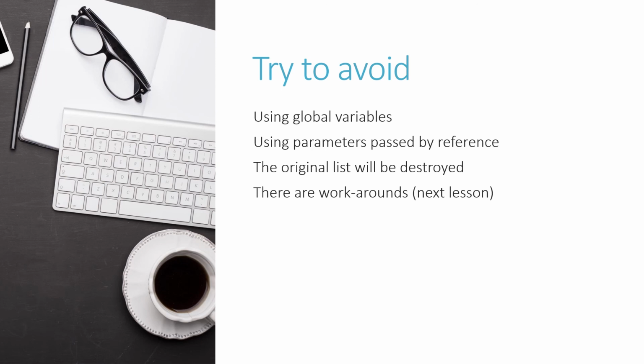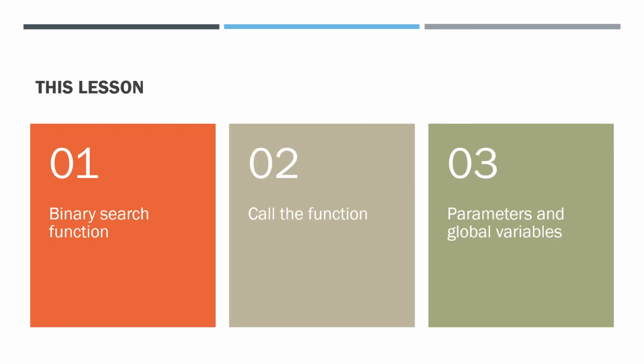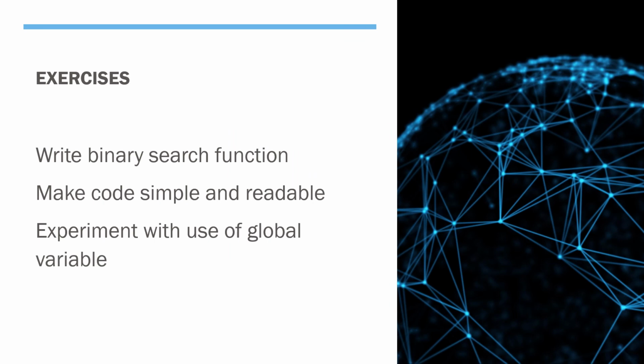So in this lesson, you've turned the binary search commands that we learned last lesson into a function, and we called the function from the main program. We looked at what happens if we call the function with a parameter or if we use a global variable. So as an exercise, write the binary search function and try to make the code as simple and readable as you can, and try it out with the use of global variables, because you'll easily see why that's not a good idea. In the next lesson, we'll look at some alternative ways of writing the binary search function that will avoid some of these problems.